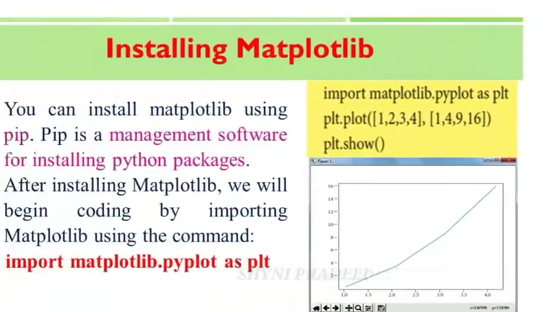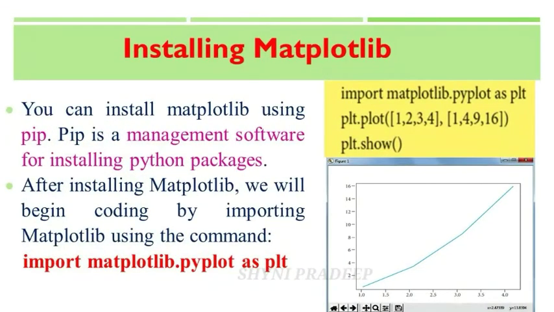See the next example. Here two lists of values are given. 1, 2, 3, 4 is one list and 1, 4, 9, 16 is another list. One list gives values for the x-axis, another list gives values for the y-axis. Here 1, 2, 3, 4 for the x-axis and 1, 4, 9, 16 for the y-axis. This is the graph.